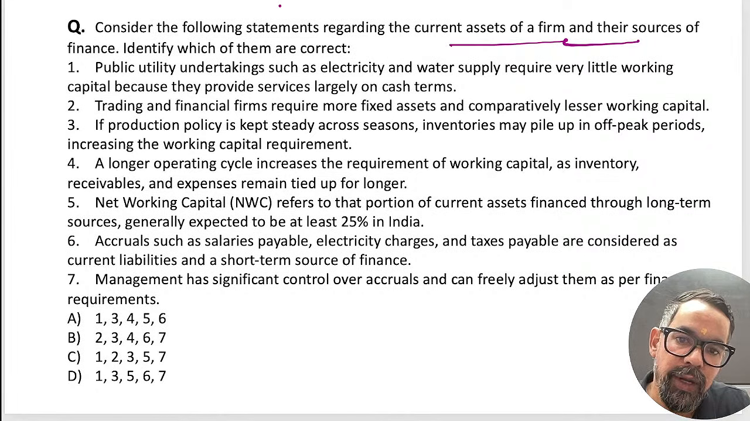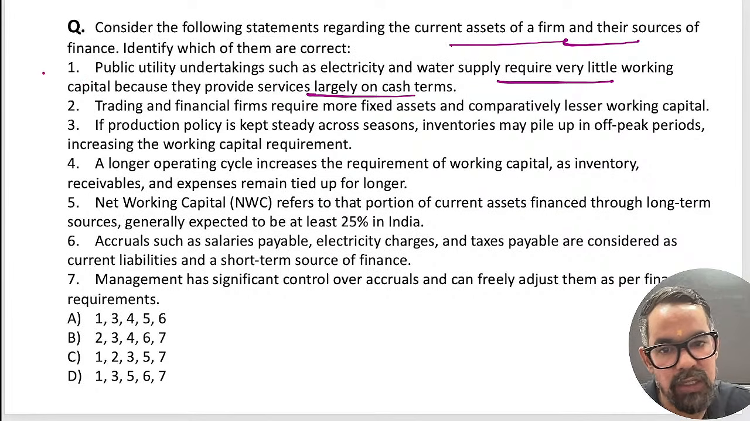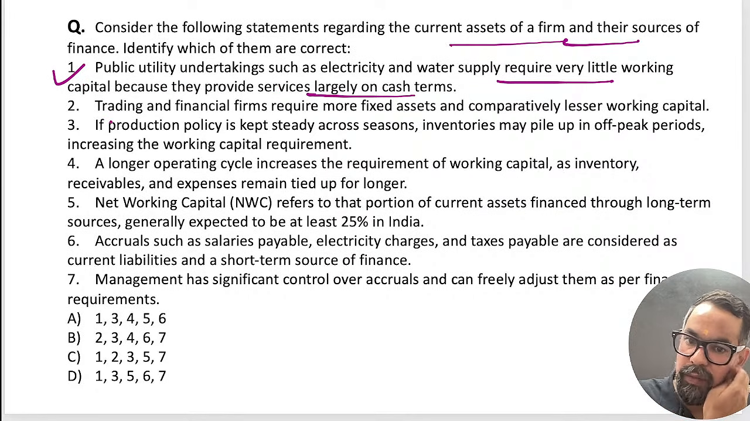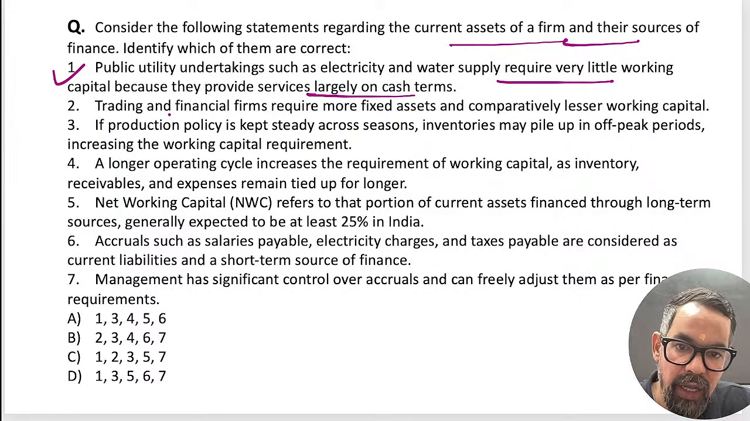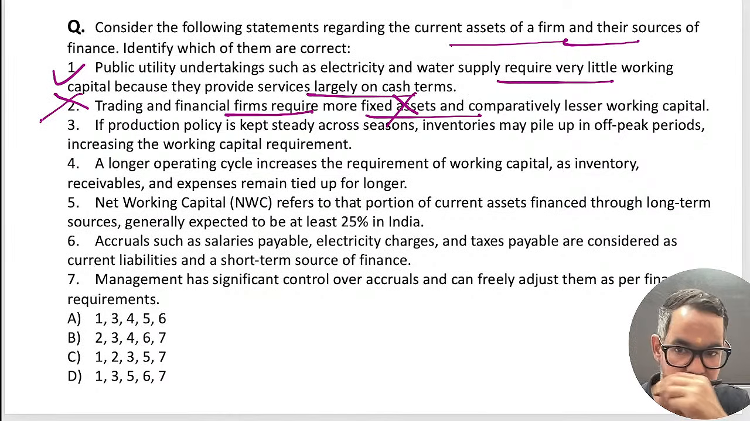So public utility undertakings such as electricity and water supply require very little working capital because they provide services largely on cash, correct? Like railways and all. Trading and firms require more fixed asset. No, they require less fixed asset, but the working side, this should be wrong.